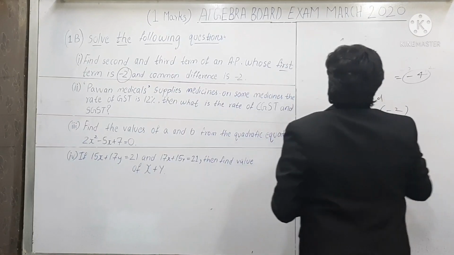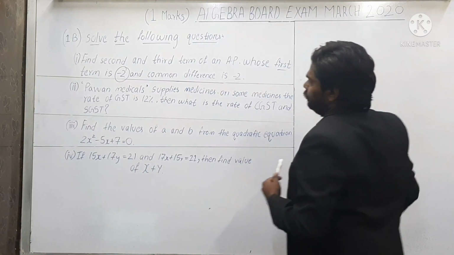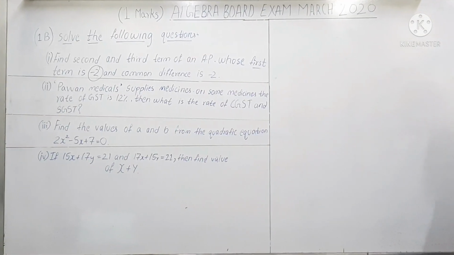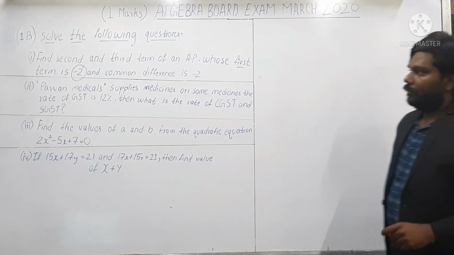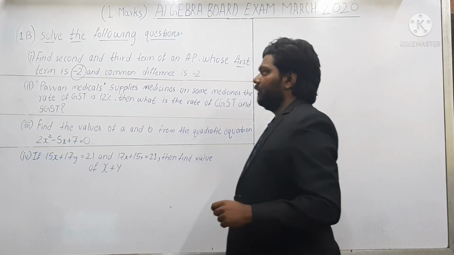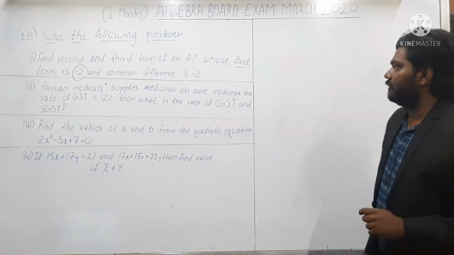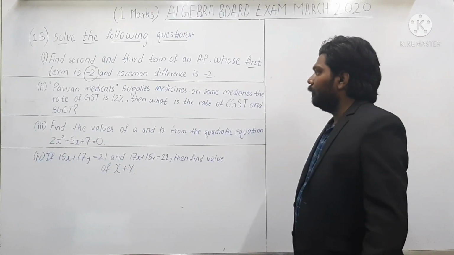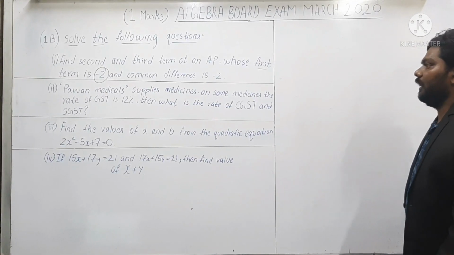See, these problems are very easy problems. Let us see the second question. What does it say? Pawan Medical supplies medicines. On some medicines, GST is 12%. Then what is the rate of CGST and SGST?